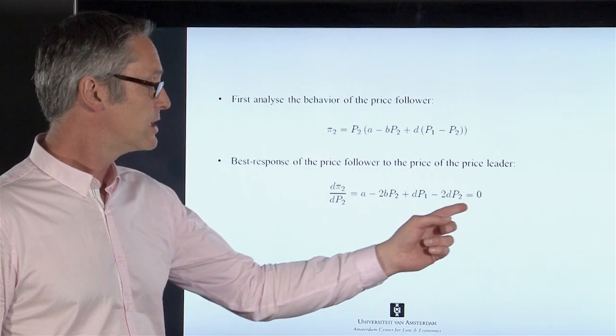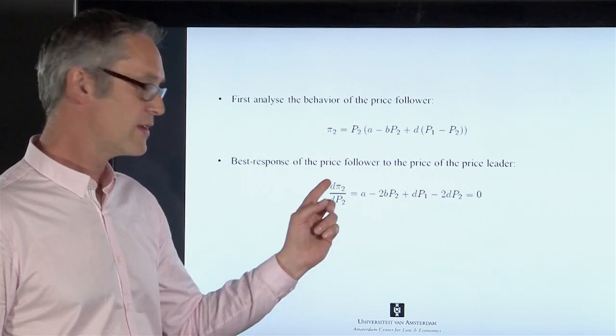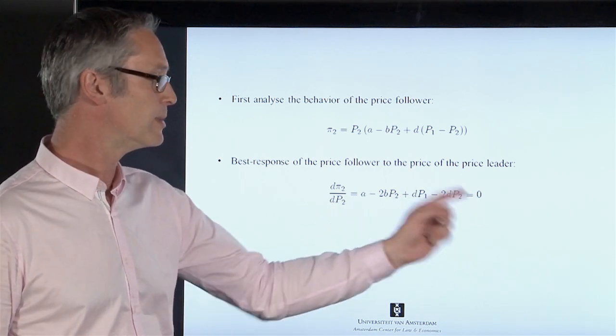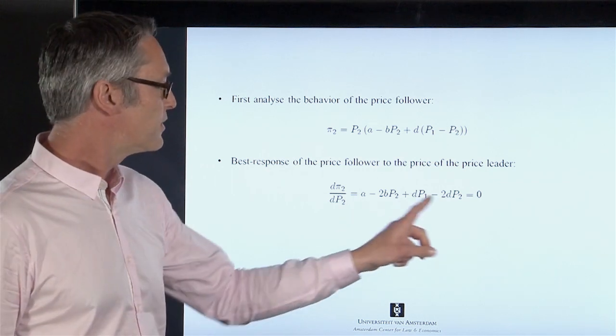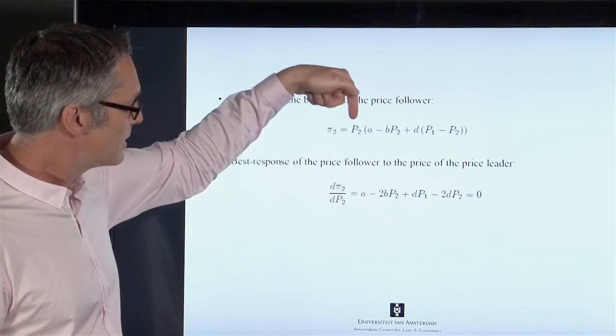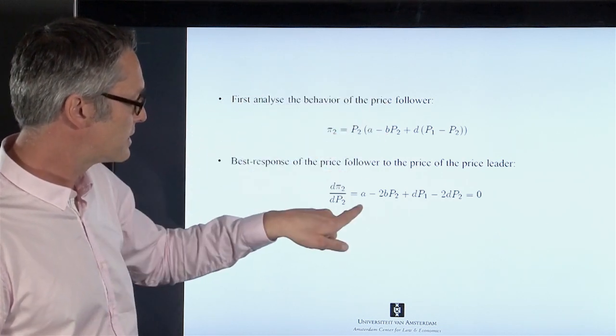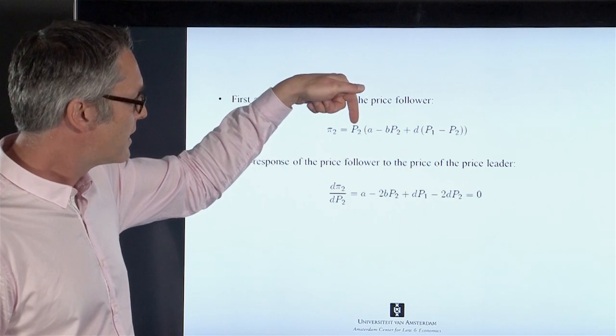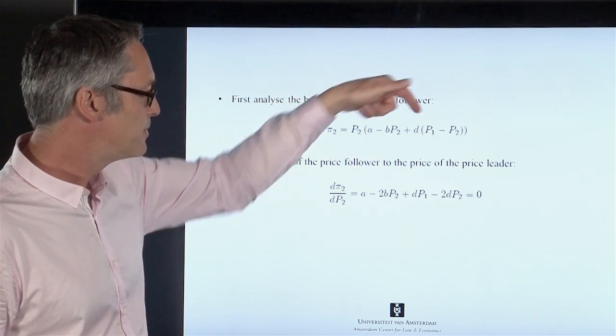The first order condition is that the derivative of pi2 with respect to P2 is equal to 0. Now that derivative is fairly straightforward. We have here P2 times A minus B P2 squared, so that gives A minus 2B P2. And then we're going to have P2 times D times P1.